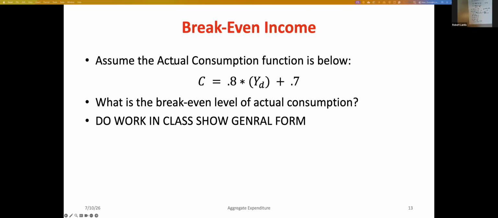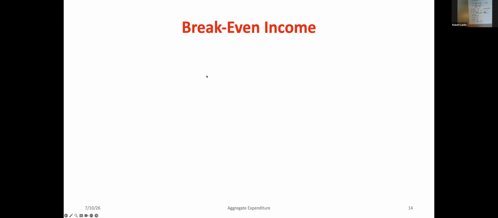So this is what, 3.5, if I'm doing the math in my head correct there. Sorry. Any questions on that? Okay. All right. So you can find these break-even levels of consumption.